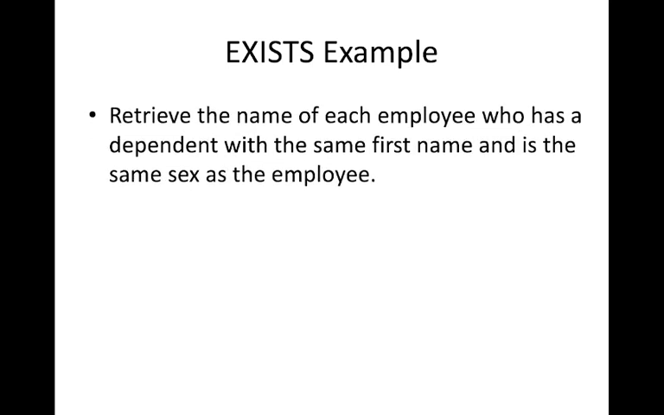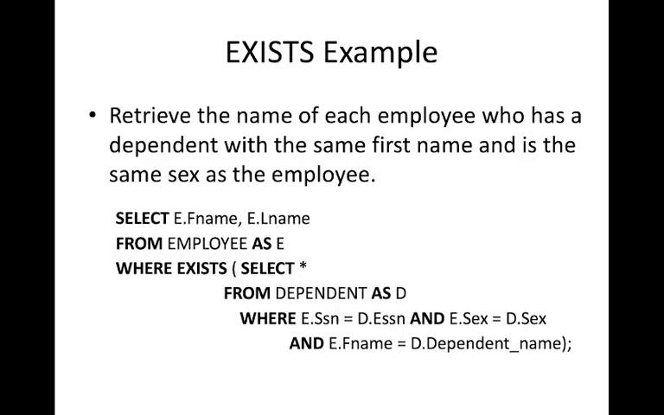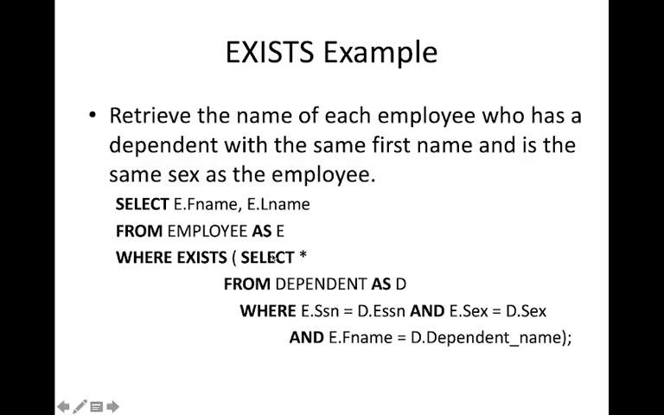Retrieve the name of each employee who has a dependent with the same first name and the same sex as that employee. We have already seen this query. This is a correlated query. We can write it like this: we are using EXISTS in the where clause, and if there are any rows returned, then this will return a true value.